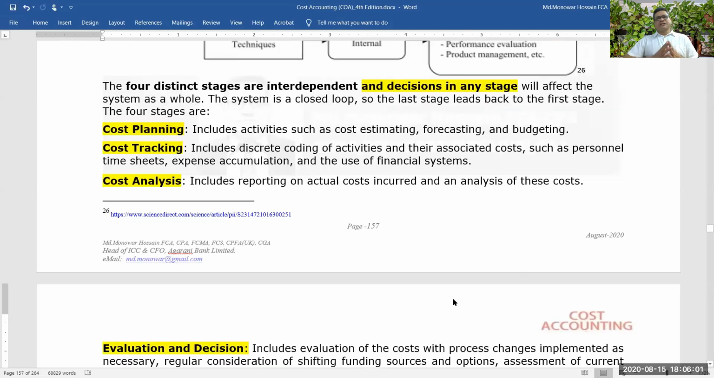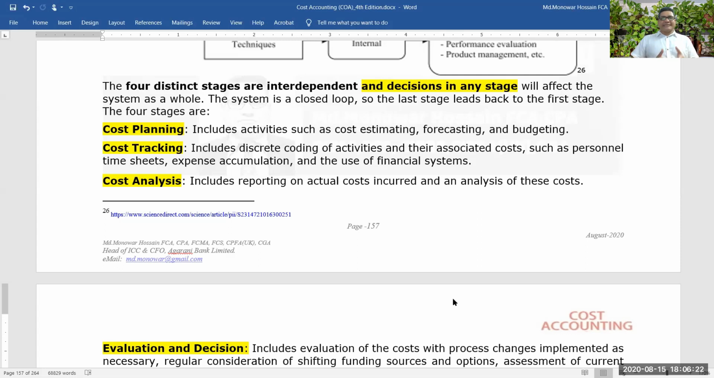So cost planning includes activities such as cost estimating, forecasting, and budgeting. And cost tracking includes a discrete record of activities and their associated costs, such as personnel timesheets, expense accumulation, and the use of financial systems.